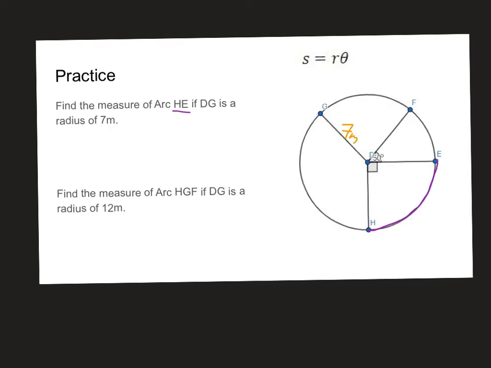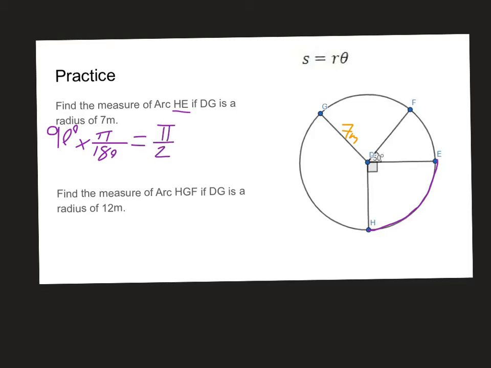Well, our equation is going to be the arc length is equal to the radius, in this case 7, times our theta in radians. So we look at our arc here of HE. This is our central angle. This indicates a 90-degree angle. But 90 degrees is not what we want. We want a measurement in radians. So first things first, we're going to take our 90 degrees and multiply that by pi over 180 to convert to radians, which will give us pi over 2.